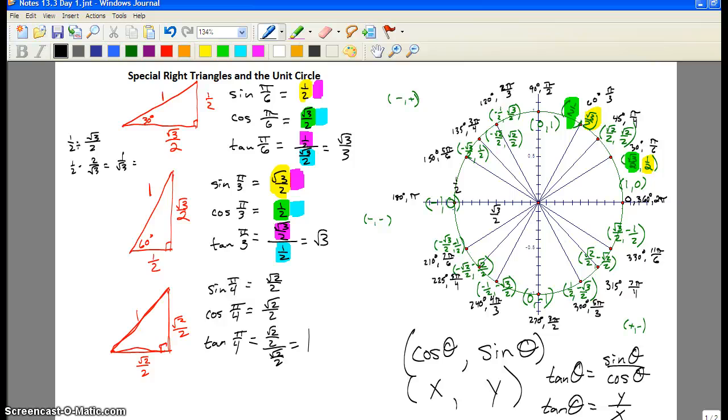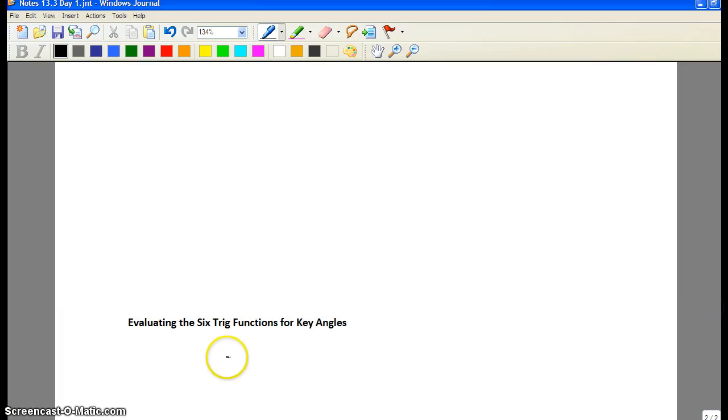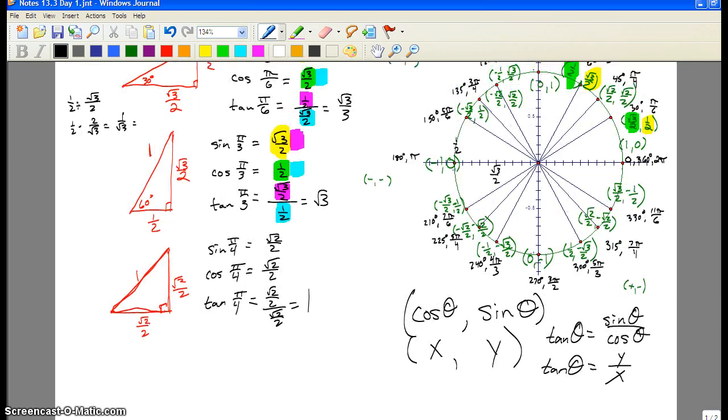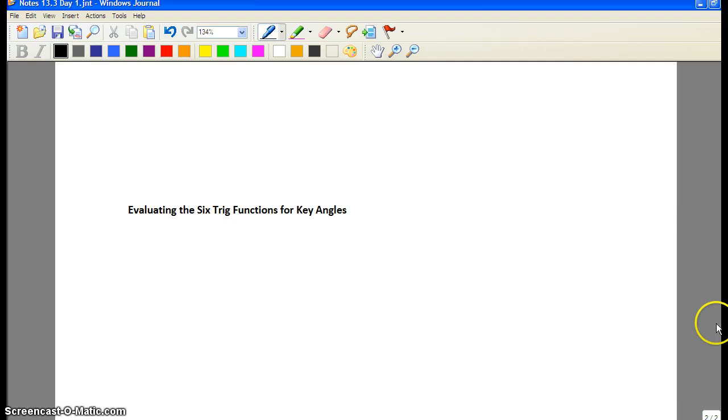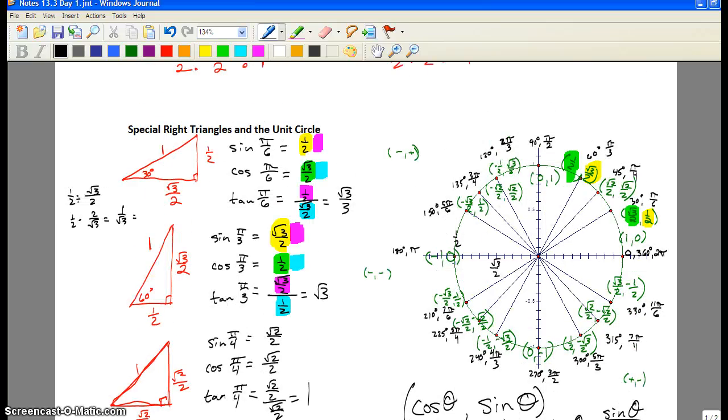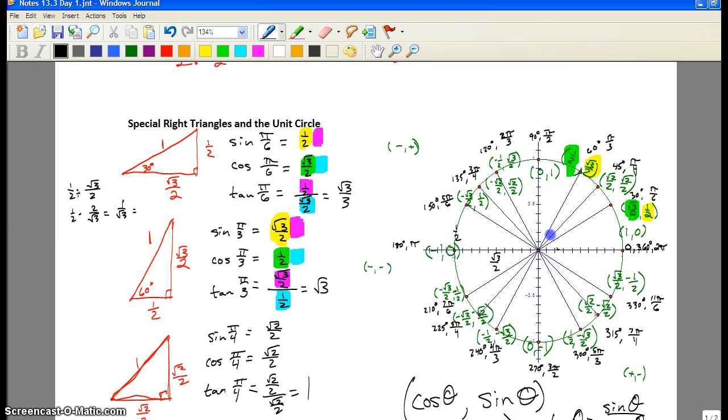So now down at the bottom of your piece of paper on the back, I want you to find what the sine of 5 pi over 6 is. What's the sine of 5 pi over 6 is the question. Remember, sine is y. So you can go back to the unit circle. 5 pi over 6, find that. Sine of 5 pi over 6, which is right there, is going to be 1/2 for the y. That makes sense?